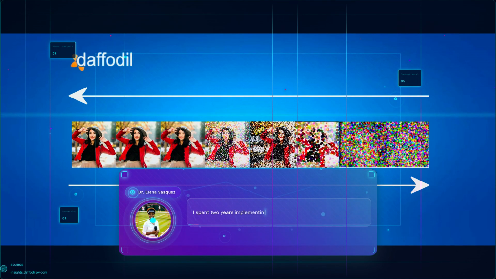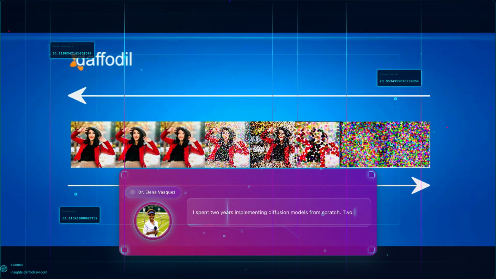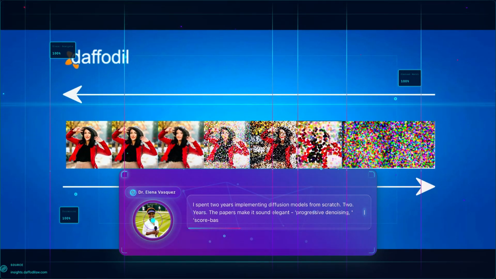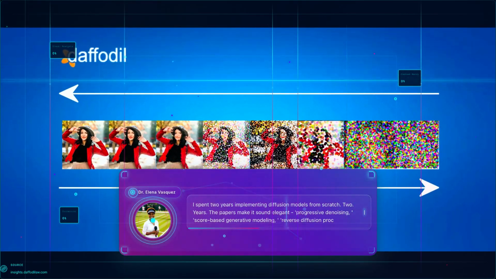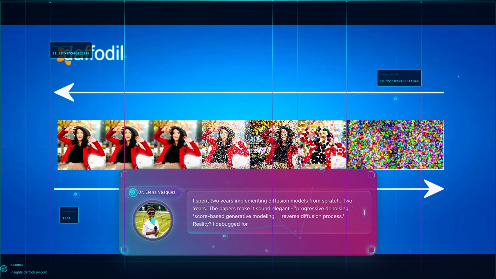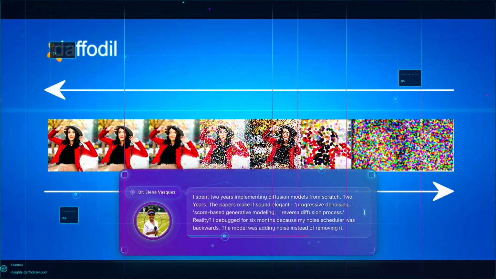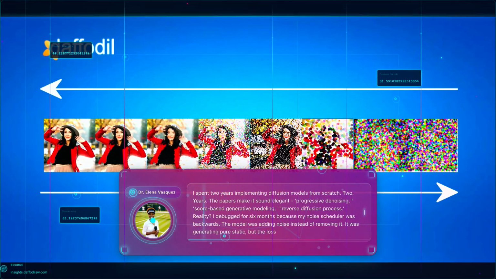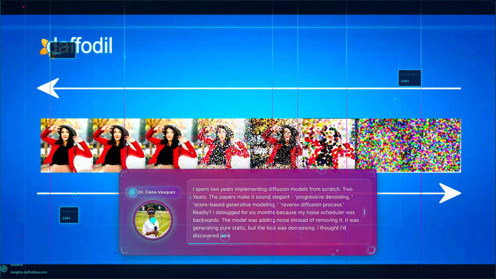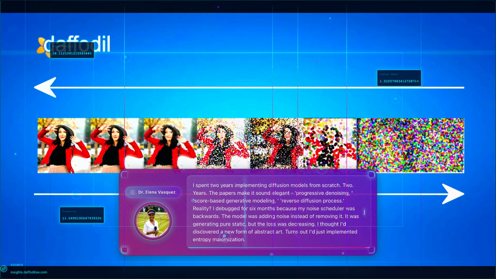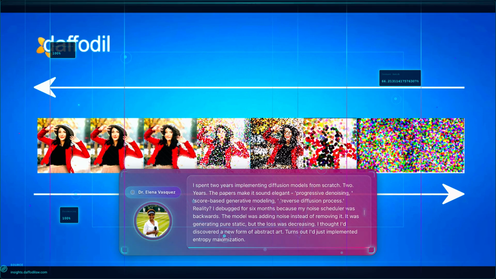I spent 2 years implementing diffusion models from scratch. 2 years. The papers make it sound elegant: progressive denoising, score-based generative modeling, reverse diffusion process. Reality: I debugged for 6 months because my noise scheduler was backwards. The model was adding noise instead of removing it. It was generating pure static, but the loss was decreasing. I thought I'd discovered a new form of abstract art. Turns out I just implemented entropy maximization.